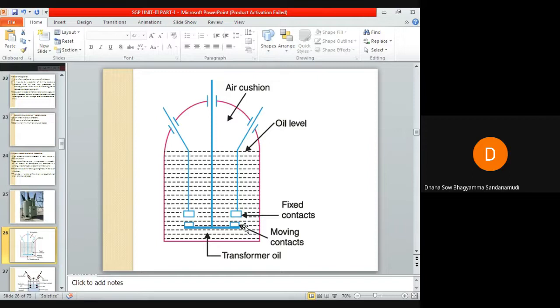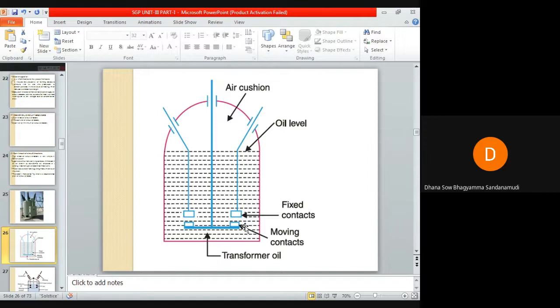A large gaseous pressure is developed because a large amount of energy is dissipated within the tank as the arc extinguishes. Therefore, the tank of the circuit breaker must be made strong to withstand such a large pressure.